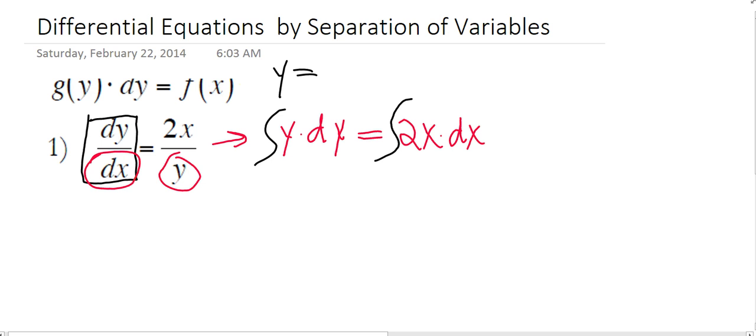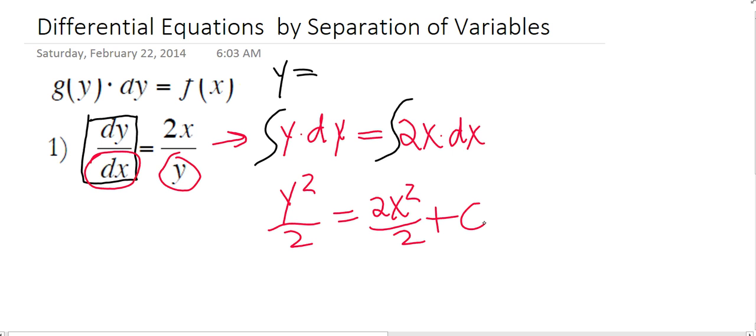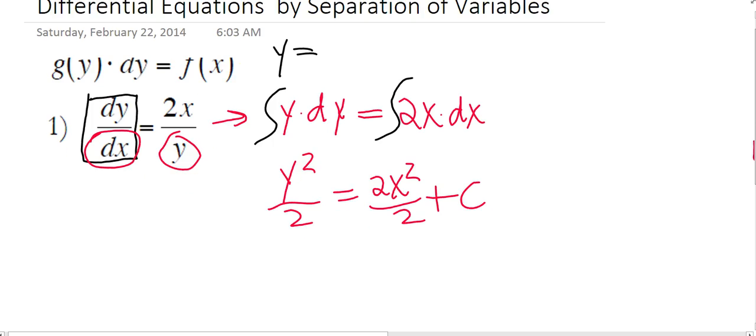So doing that, we get that the integral is y squared over 2, and that's equal to what? 2x squared over 2 plus some constant. And notice we're just going to place the constant on one side of the equation because, if you have a constant on one side and another constant on the other side, if you add or subtract them, you're still going to come up with another constant. So we just resolve that by writing the constant on one side. Typically we do it on the right hand side.